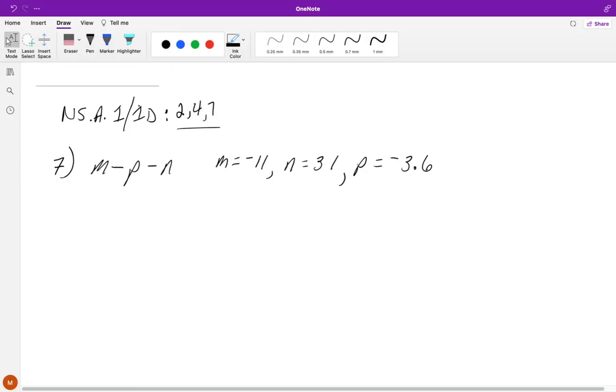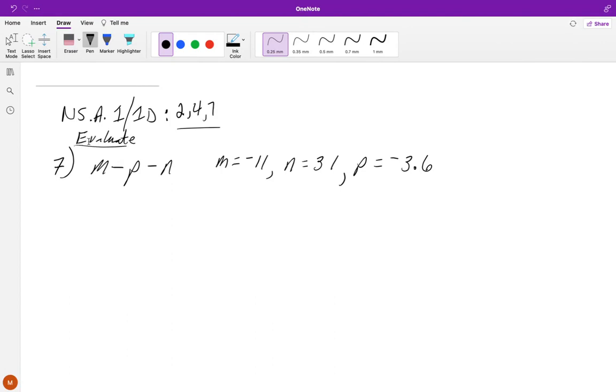Right, so for this problem, it said to evaluate, let me write that out. It says to evaluate the given expression, m minus p minus n, and it tells us what each of our variables are equal to. It says if m is equal to negative 11, n is 31, and p is negative 3.6. So the one thing that you just have to be aware of when you're doing this, and if you remember when we're doing one of the escape rooms, it was almost the identical question, is make sure that when you are substituting in, that you don't think that this minus takes away this minus, and it's the same thing. That when we see minus p, we just write minus 3.6 because we're subtracting whatever p is.